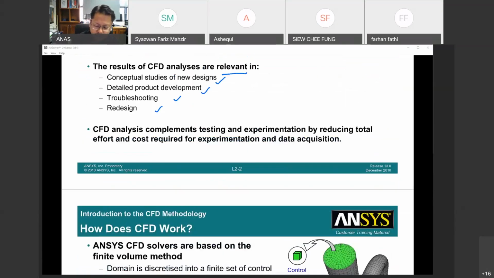The highlight over here, as we discussed in class, is that CFD analysis complements testing and experimentation by reducing the total effort and cost required. I think this is significant. Hopefully you can understand by now that CFD is quite powerful, yes, but it cannot fully replace experimental or analytical solutions. We still need all of them to complement one another.